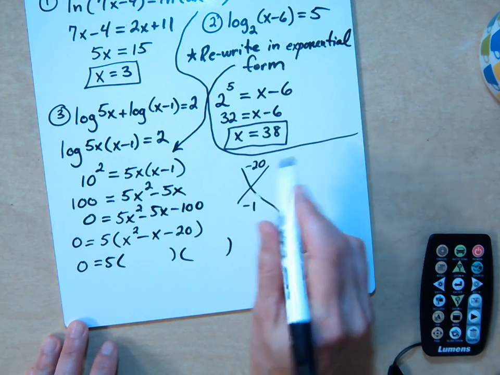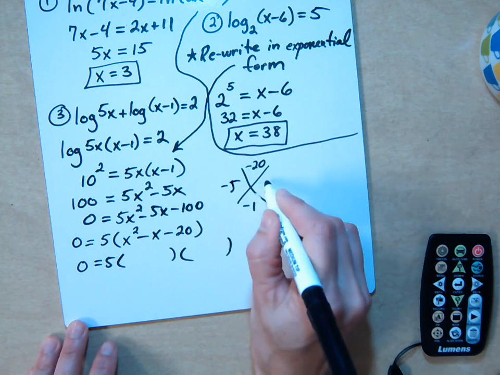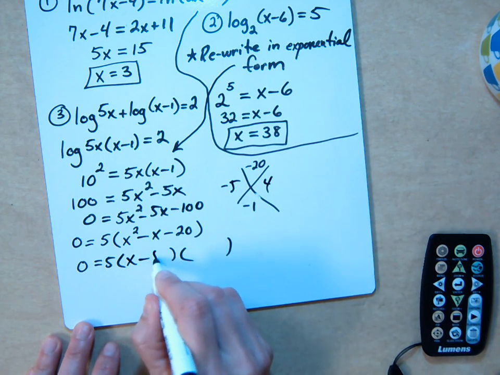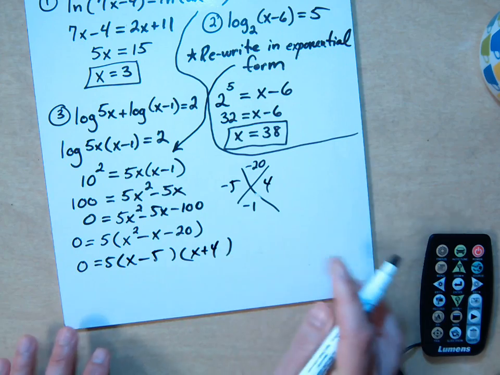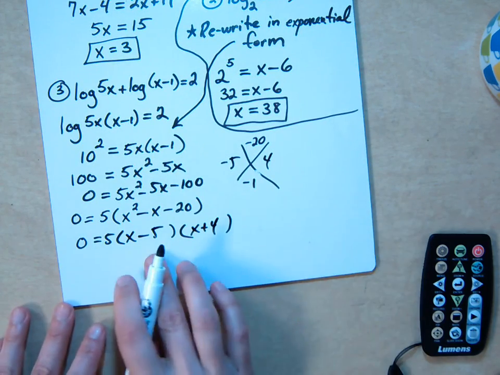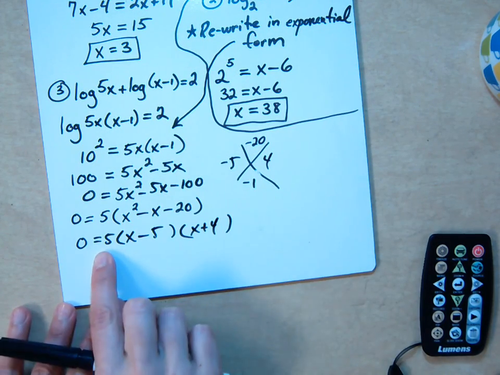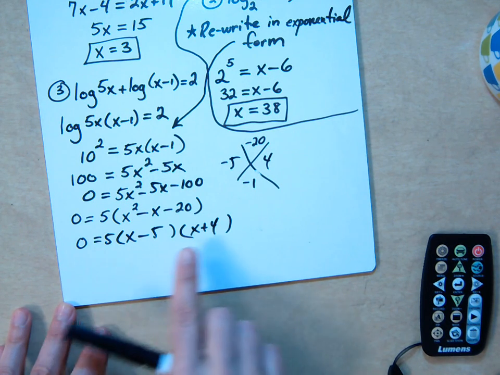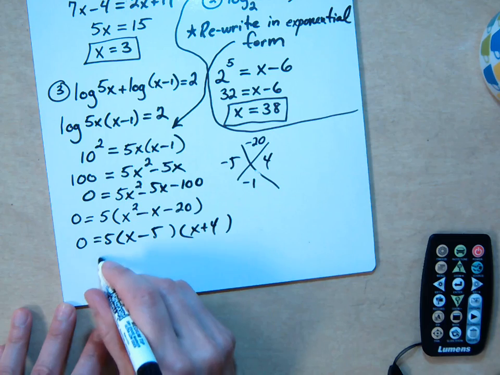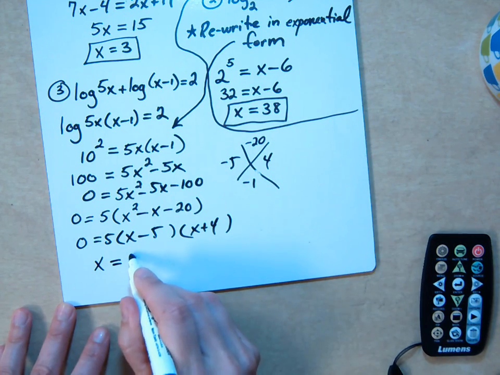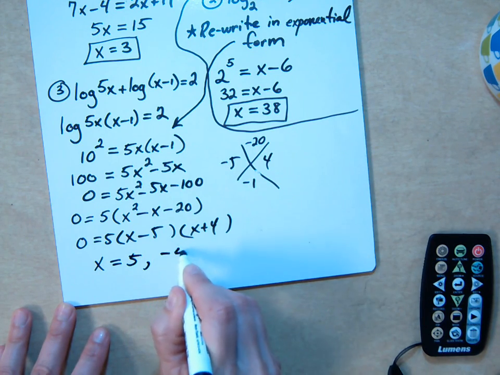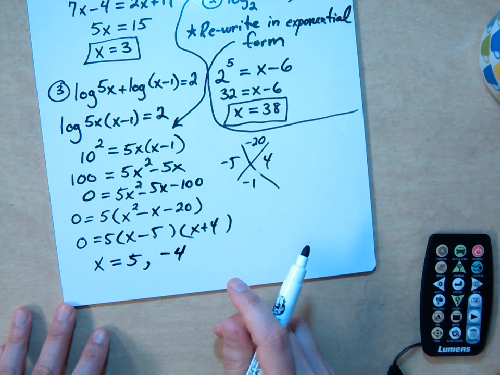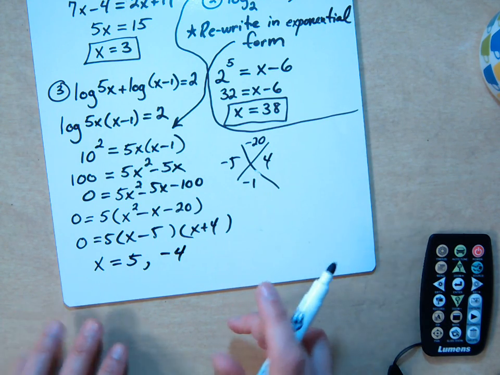Negative 5 and 4. Good. So x minus 5, x plus 4, it's factored. And now zero product property, either this equals 0, which it doesn't. 5 will never equal 0. Or this equals 0, or that equals 0. So the answers are 5 or negative 4. Apparently, but we have to check.